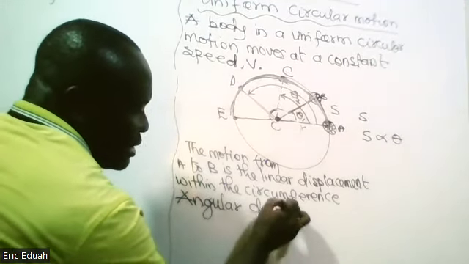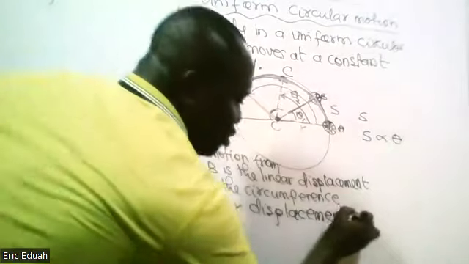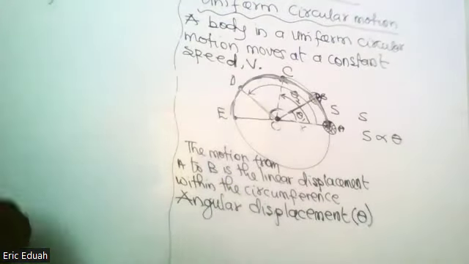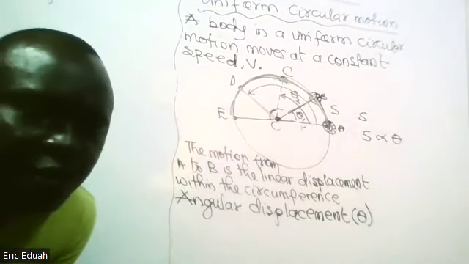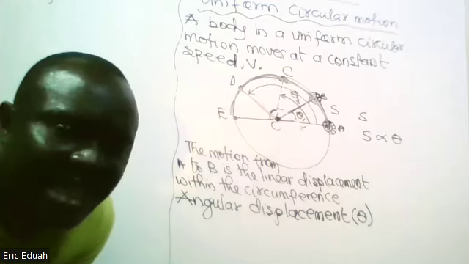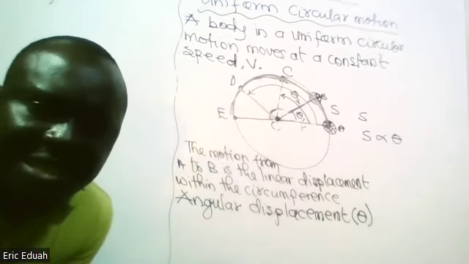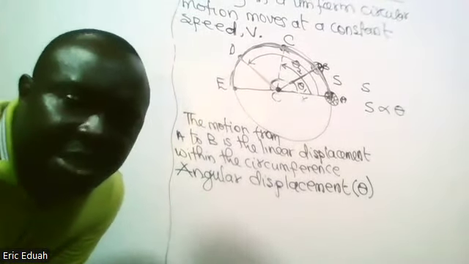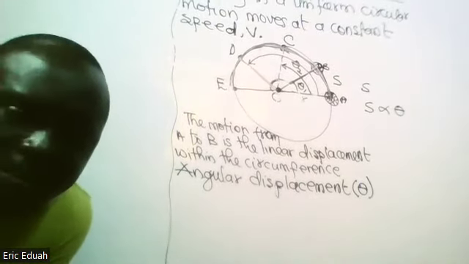Angular displacement. This is represented by the symbol theta. So I want one of you, based on the explanation given, to help me define what angular displacement theta is. What is the angular displacement of a body in circular motion? Yes, anybody to help us?